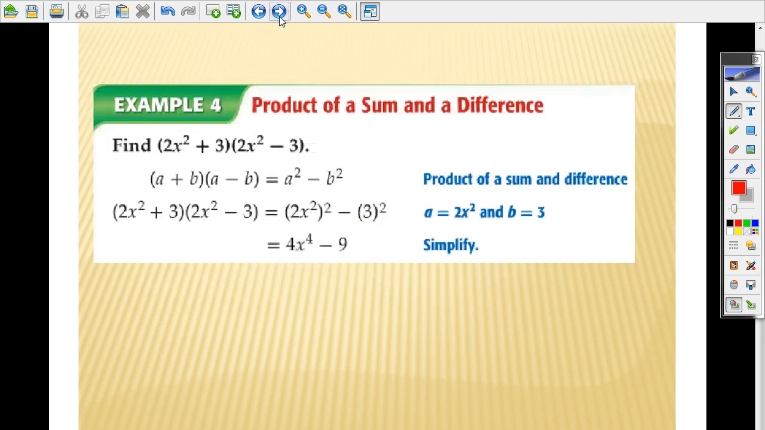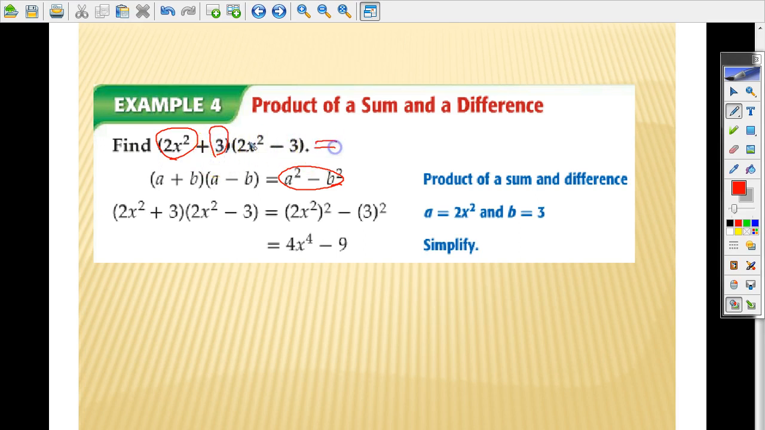Okay, so here's an example of product of a sum and a difference. So again, what we're doing is you can just have a squared minus b squared. You can do each one if you want to do FOIL, but you don't need to. You can just cut to the shortcut. If you can identify that this is the a, and you see here is plus 3 and minus 3, so this is the b.